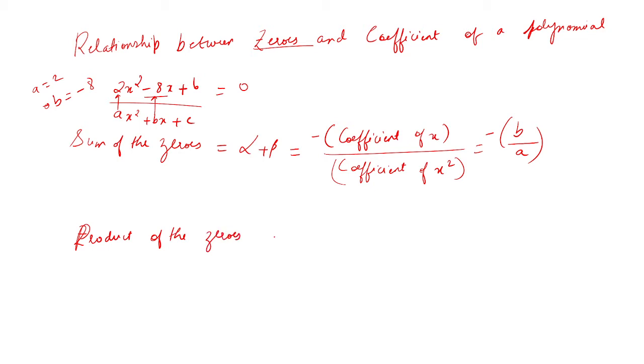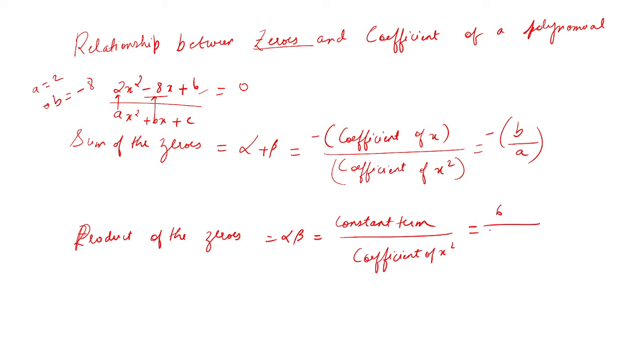So when you talk about the product of the zeros, it is alpha into beta and it's denoted by constant term by coefficient of x squared. So the constant term in this given quadratic equation is going to be 6, right? So 6, and the coefficient of x squared is actually 2. Clear? Coefficient of x squared for this equation is 2. So it's denoted by c by a. So this is the formula. I hope you're aware of this. I hope you're clear of this. You'll have to remember this.